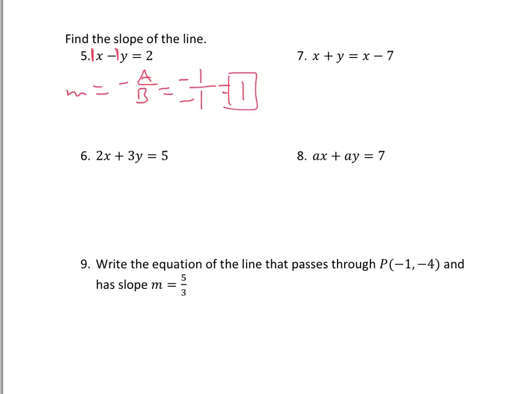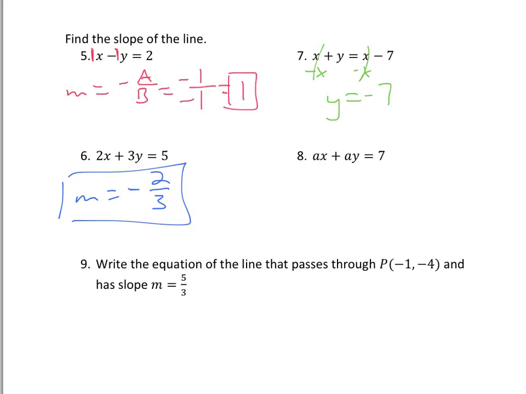Pretty exciting. And 6, same idea. You're in standard form again. M equals negative a over b, negative 2/3. Super, super easy. Number 3, all right, that's not standard form, so we need to subtract x's, right, to try to get in the standard form. Those cancel out. Those also cancel out. We've got y equals negative 7. Remember, y equals negative 7 is a horizontal line, and horizontal lines have a slope of 0.